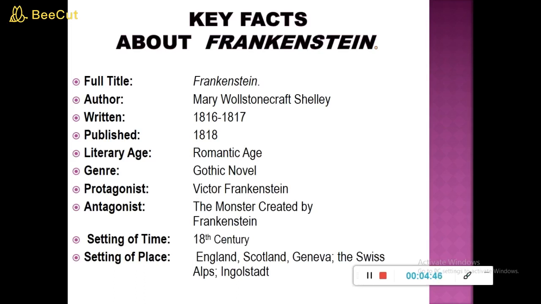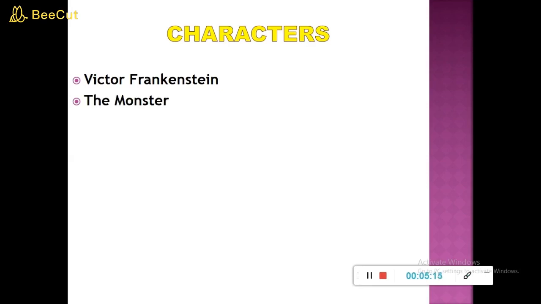Now I would like to discuss with you about the characters of this novel. Victor Frankenstein is the protagonist and he is the most important character of this novel. He is not happy with the ordinary kind of knowledge. That is why he has started to work on creating a monster. He works at several universities, and at last he is able to create a monster which goes out of his control and starts killing people.